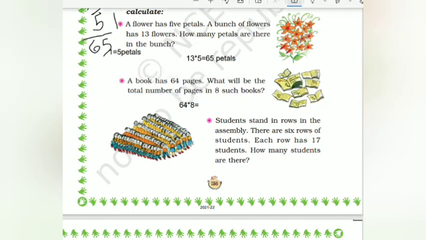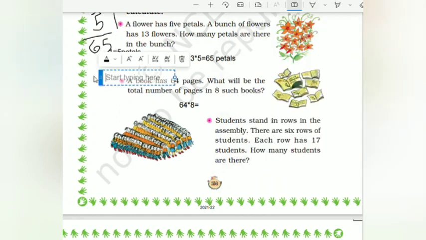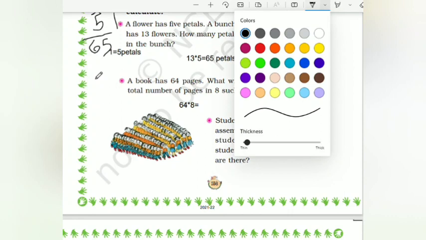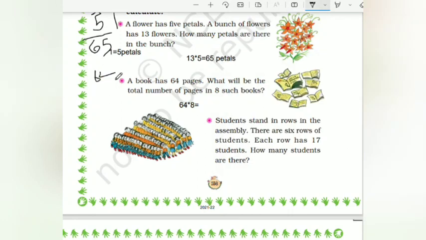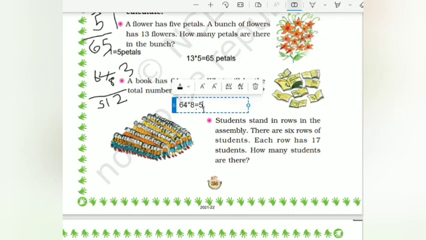How to do that? That is 64, and 8 books are given. So 8 into 4, that is 32, balance 3. 8 into 6, 48, 49, 50, 51. 512 is the answer. So how much is present here? 512 pages are present in 8 books.